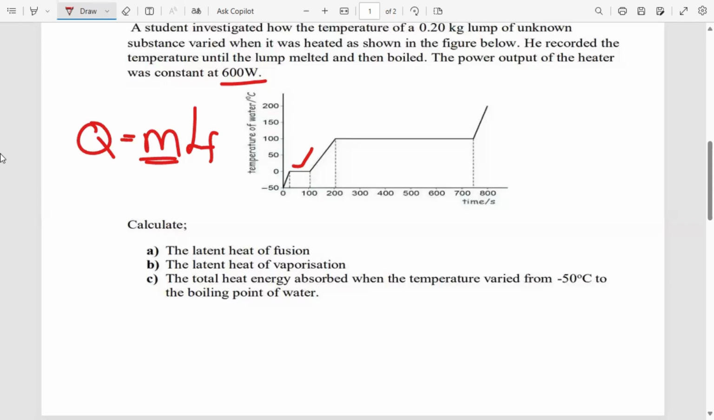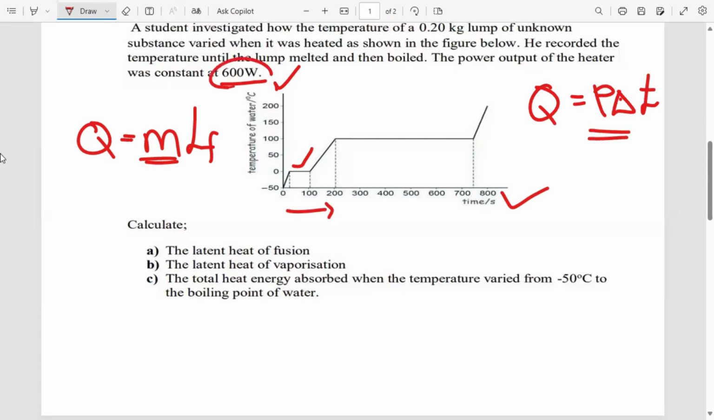We are going to use the same approach that we used on question 1B part 2, whereby we're going to say Q is equal to the power supply multiplied by the time, like that. We've been given time on the x-axis, and we've been given temperature on the y-axis. So that means we are able to just get the time from the x-axis and plug it into this formula. They've already given us the power supply, this guy. So the only thing we're supposed to find is the time it took to melt this ice.